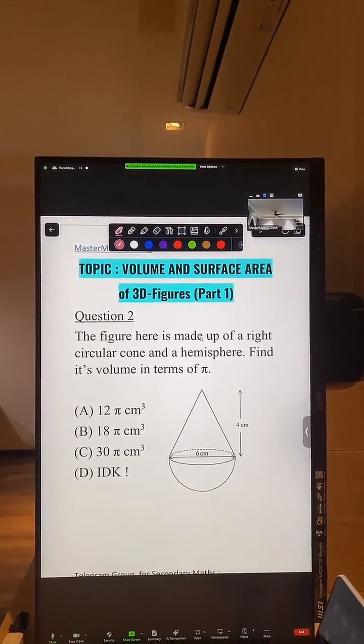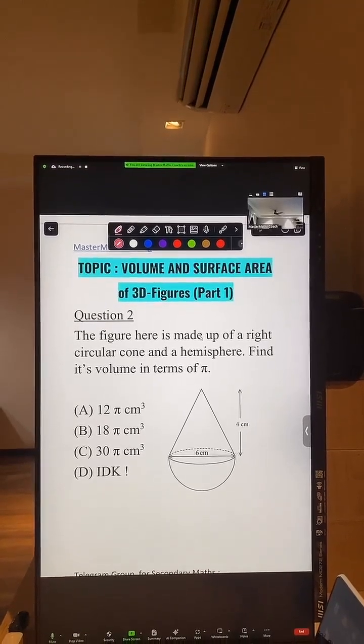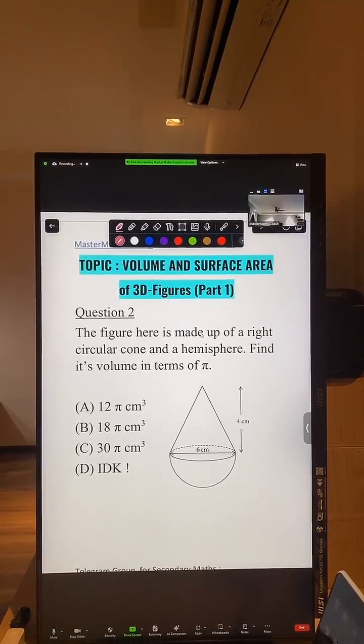A lot of people are asking if this is secondary school or primary school. This is actually secondary school. This is a secondary school live stream.